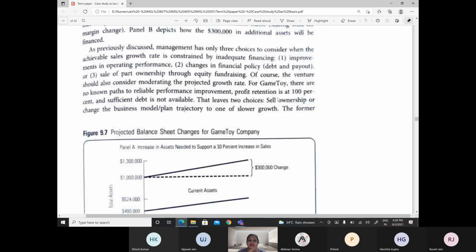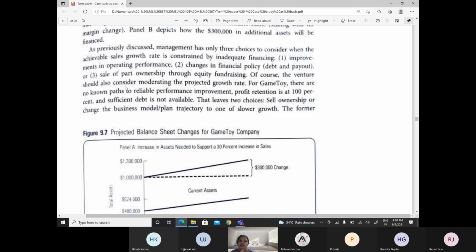As previously discussed, management has only 3 choices to consider when the achievable sales growth rate is constrained by inadequate financing. First, improvements in operating performance. Second, changes in financial policy, that is debt and payout. Third, sale of part ownership through equity fundraising. Of course, the venture should also consider moderating the projected growth rate.